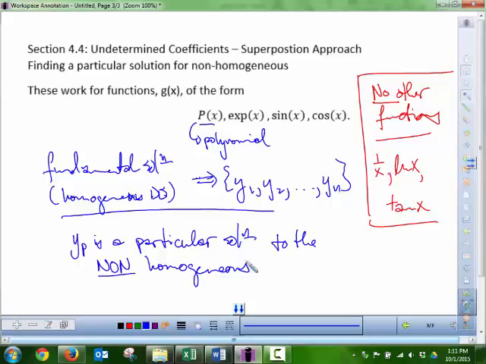And then after we do that, our general solution becomes a linear combination of the fundamental solutions added on to that one particular solution that we found. So our focus here is to find a particular solution, y sub p. We're going to find one particular solution. After we find that, our last step is to write our answer with the fundamental solutions.